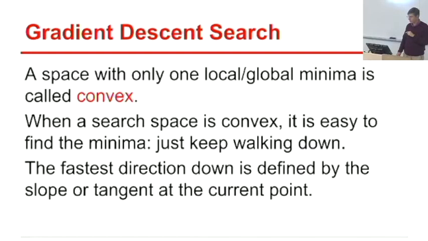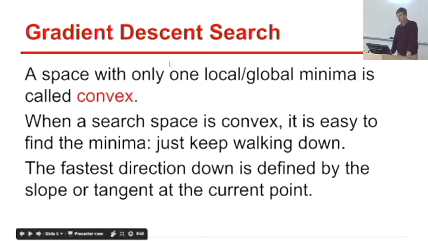Any questions? So again, just to summarize, the algorithm that we're going to be talking about is called gradient descent search, okay? Basically, if the space is convex, we will find the minimum by just walking down. Ideally, the direction we want to walk down on is the direction that is going to get us down in the steepest possible way.